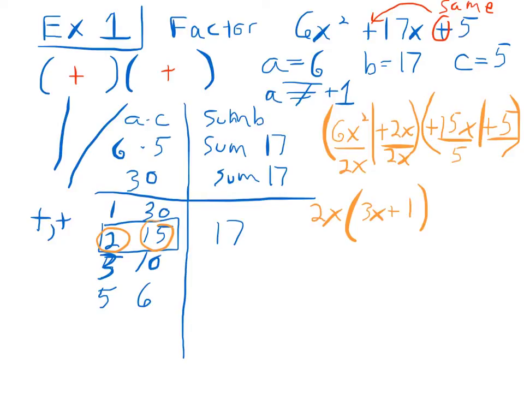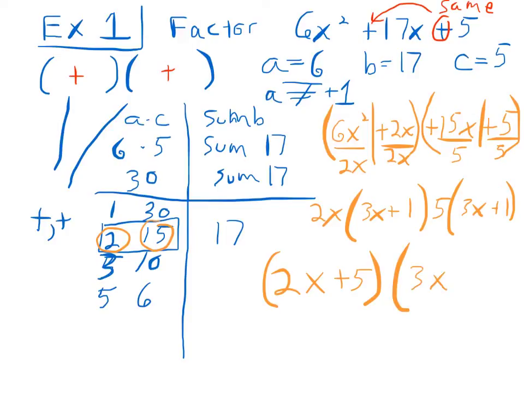Well, a 5 and a 5. So I have a 5 out there, and that leaves me with 3x plus 1. Okay, so now I just hug my GCFs, so my final answer would be 2x plus 5, and the other one, 3x plus 1. Okay.